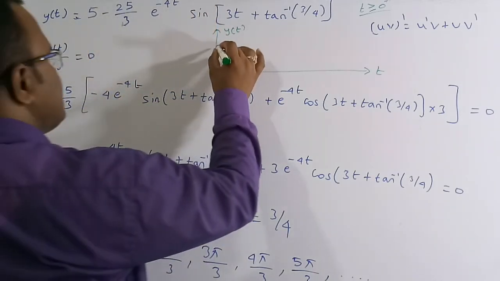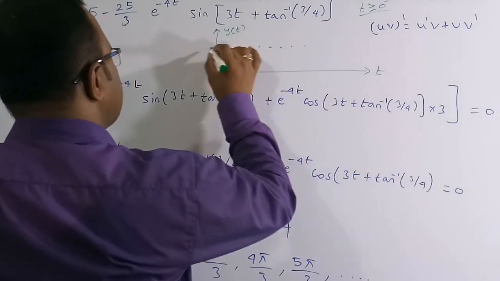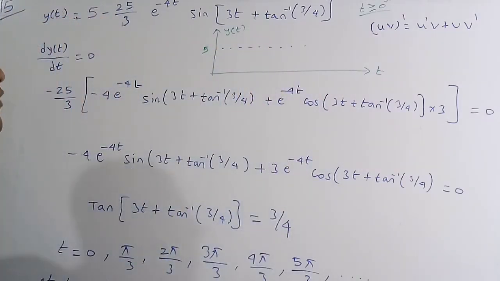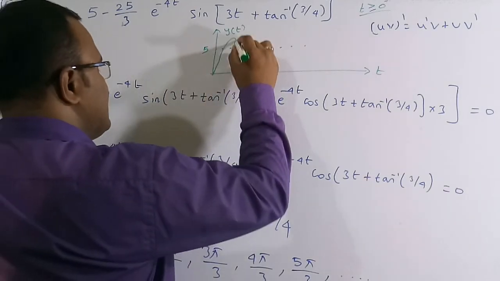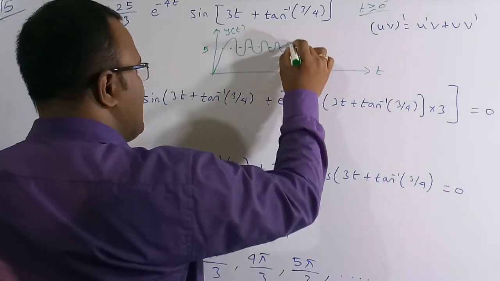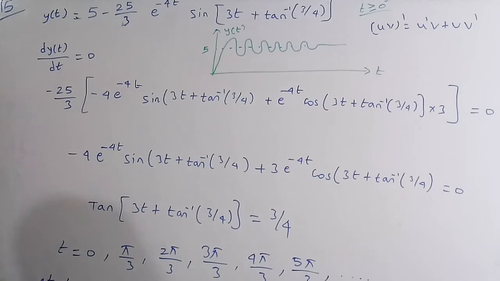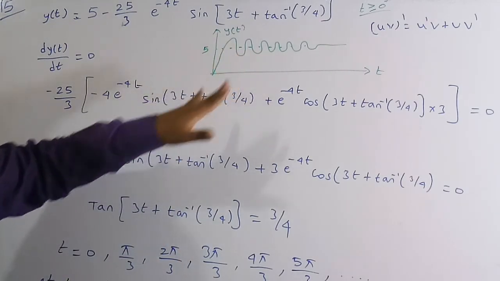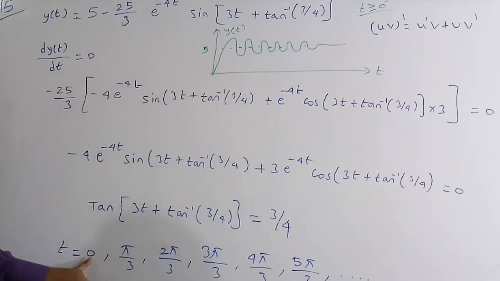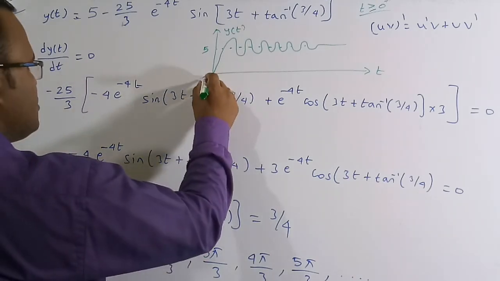So therefore, finally we are going to get 5. So this is a 5, this is a 5, right? So let me assume this is a 5. So the response y of t will be like this, in a decaying manner with a sinusoidal shape. So finally we are going to get here 5. So this is the value of this one. So we are going to get peak values. This is at t is equal to 0.